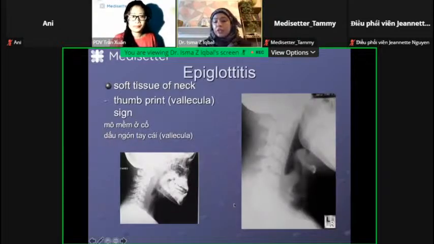So if you did do a soft tissue neck x-ray, you would see this is normal and this is the swelling of the epiglottis.